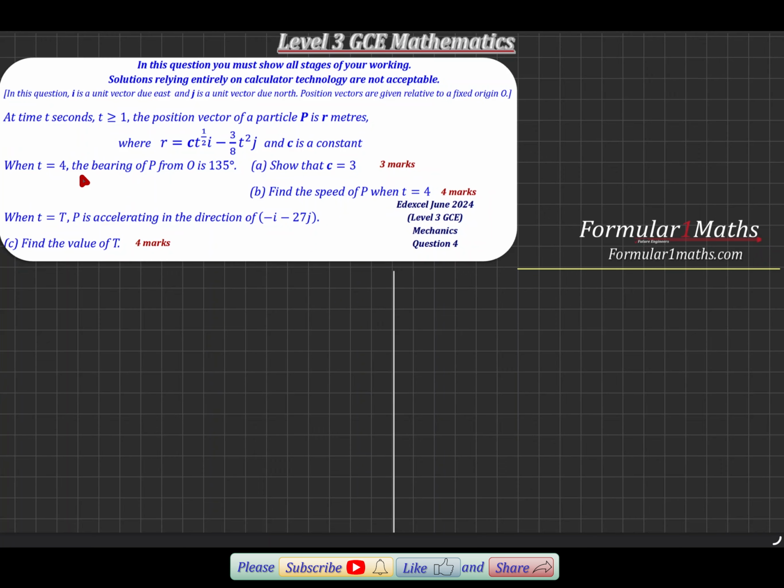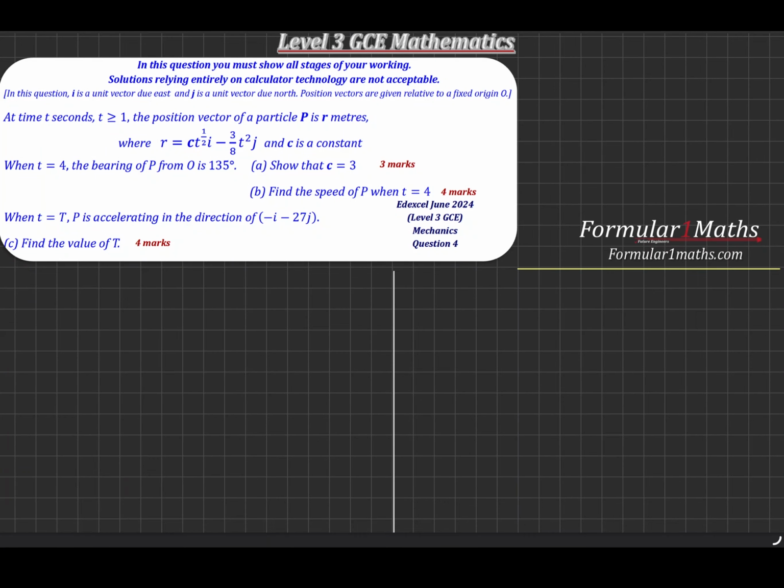When t is 4, the bearing of P from O is 135 degrees. A. Show that c is equal to 3. B. Find the speed of P when t is equal to 4. When lowercase t is equal to uppercase T, P is accelerating in the direction of minus i minus 27j. Find the value of uppercase T.